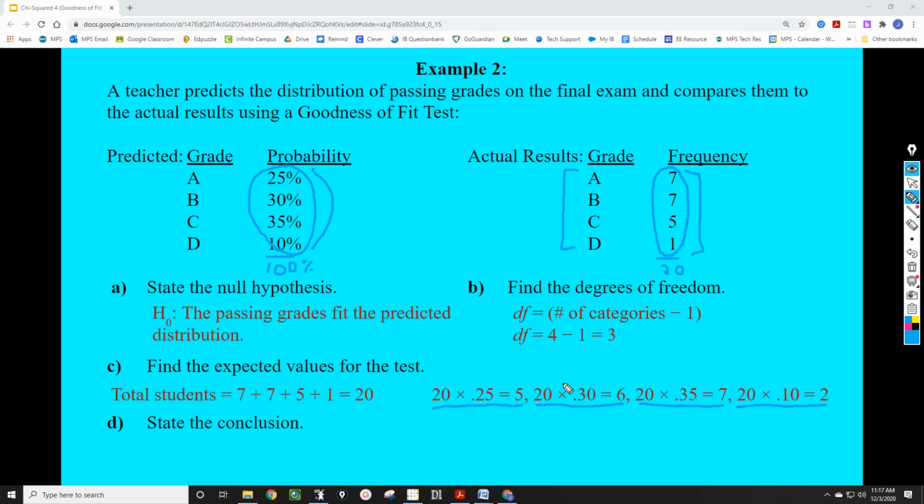Now if we look at this, none of these numbers are that far off, but also none of them are exactly what we predicted either. So again, the point of the goodness of fit test is to determine, are we consistent with the prediction? Are we in the same ballpark?